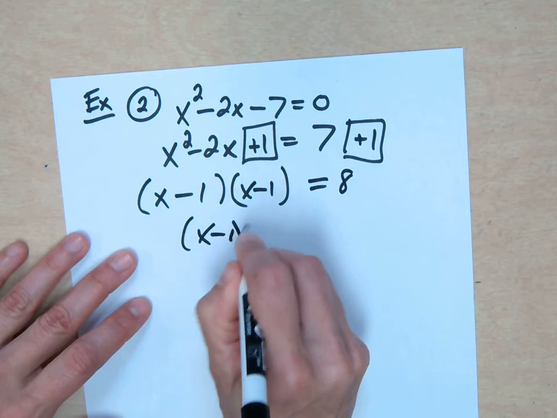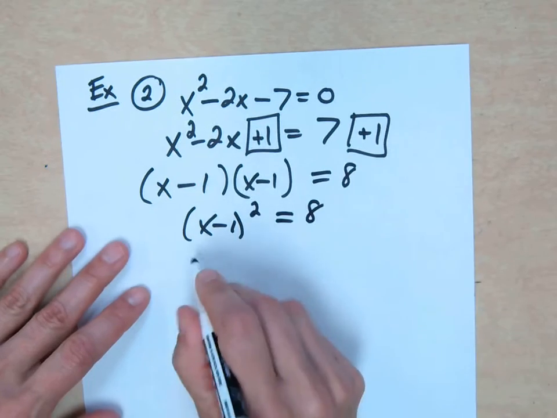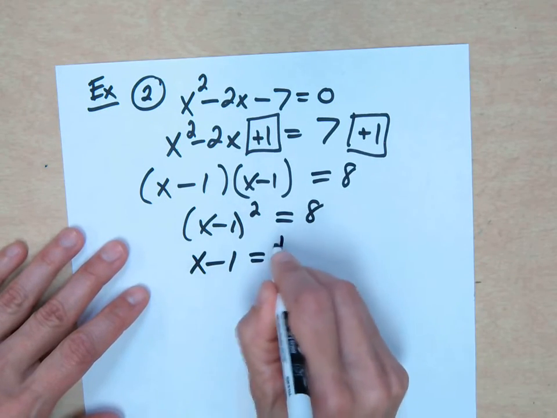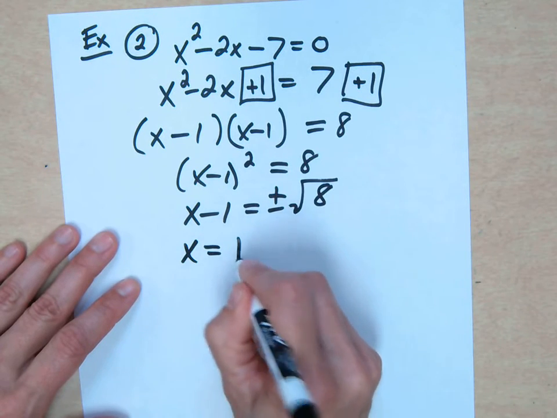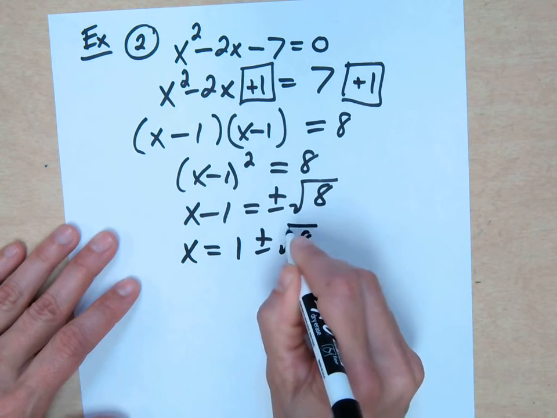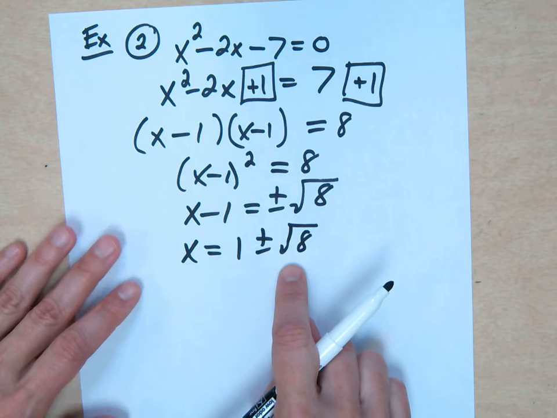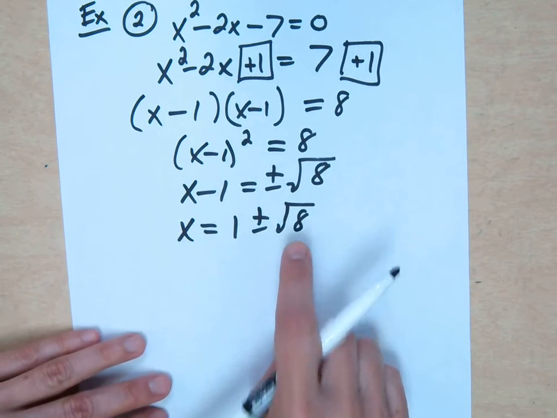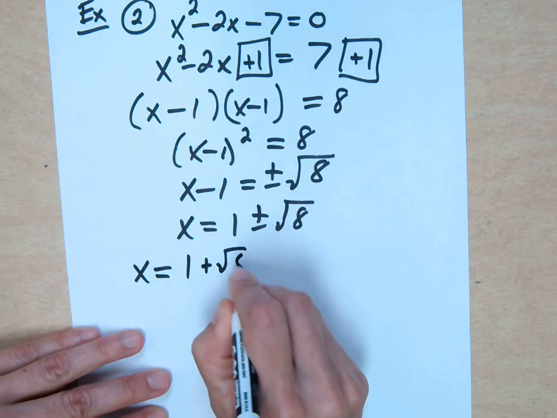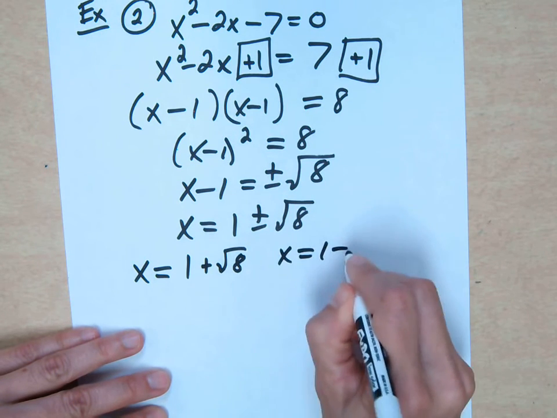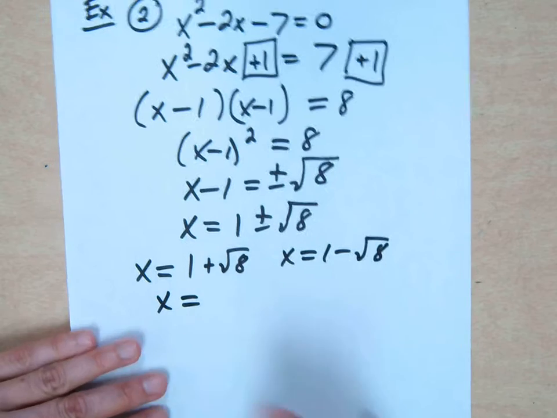And that you can write as a perfect square. And now I take the square root. x minus 1 equals plus or minus the square root of 8. So I have x equals 1 plus or minus the square root of 8. And that's why I couldn't factor it, because the answers are not integers. So on my calculator, I'm going to do 1 plus the square root of 8, and I'm also going to do 1 minus the square root of 8 to get my two answers.